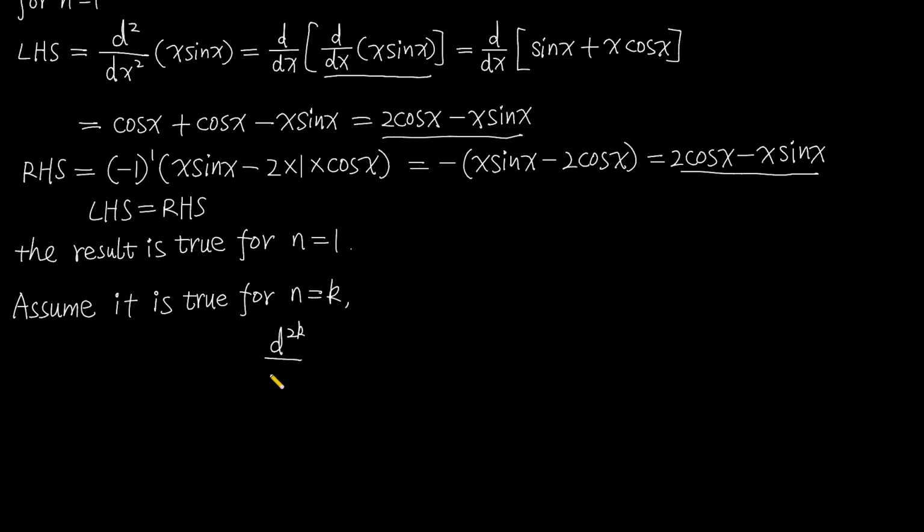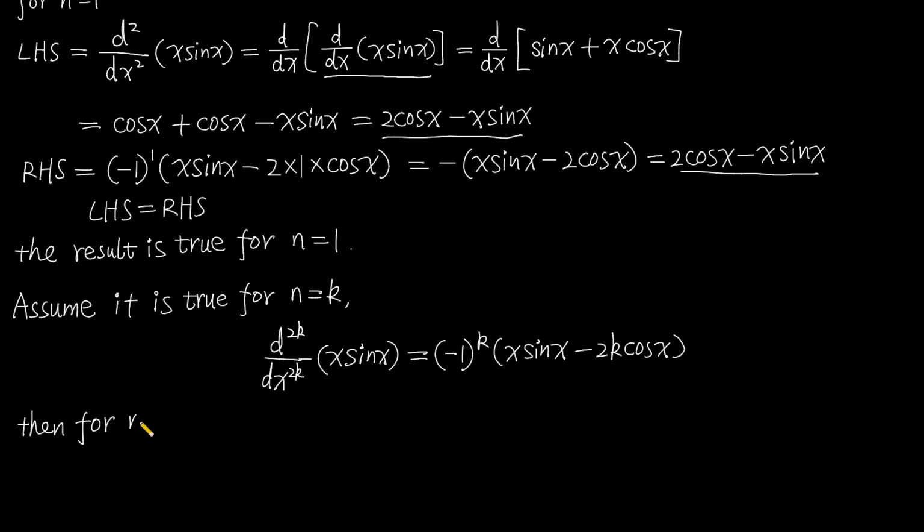Now we have d^2k/dx^2k of x multiplied by sin x. This equals negative 1 to the power of k multiplied by x multiplied by sin x minus 2k cosine x.